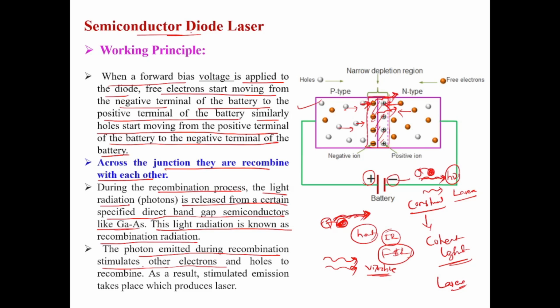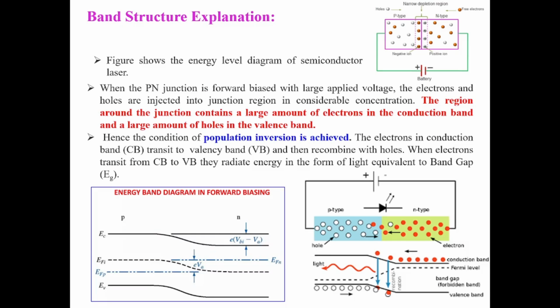That photon will stimulate other electrons and holes to recombine. As a result, stimulated emission takes place, which produces a laser action. Here you can easily understand with the help of the band structure. This is p-type material, this is n-type material. Whenever we put the forward bias, these holes and electrons are recombined at the p-n junction.